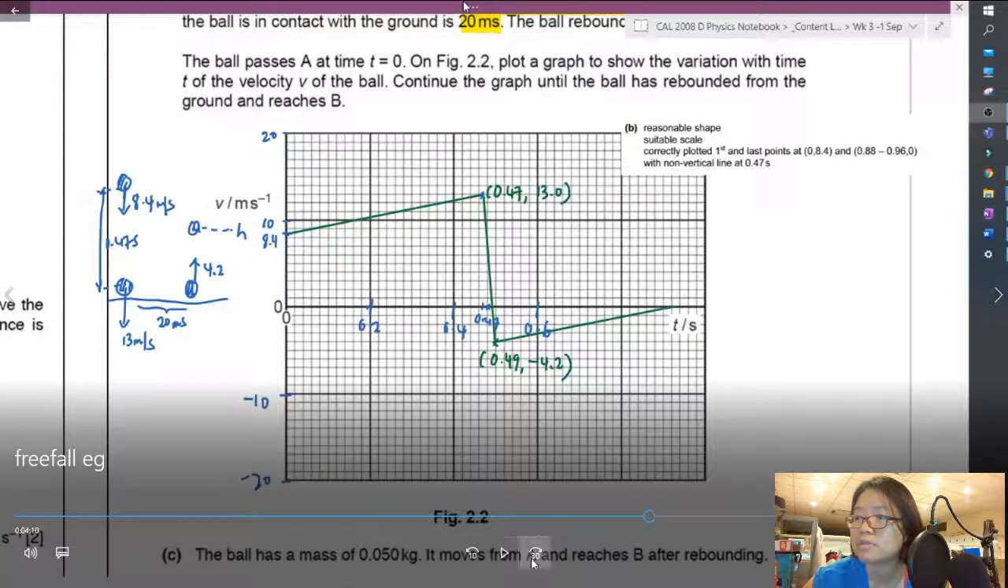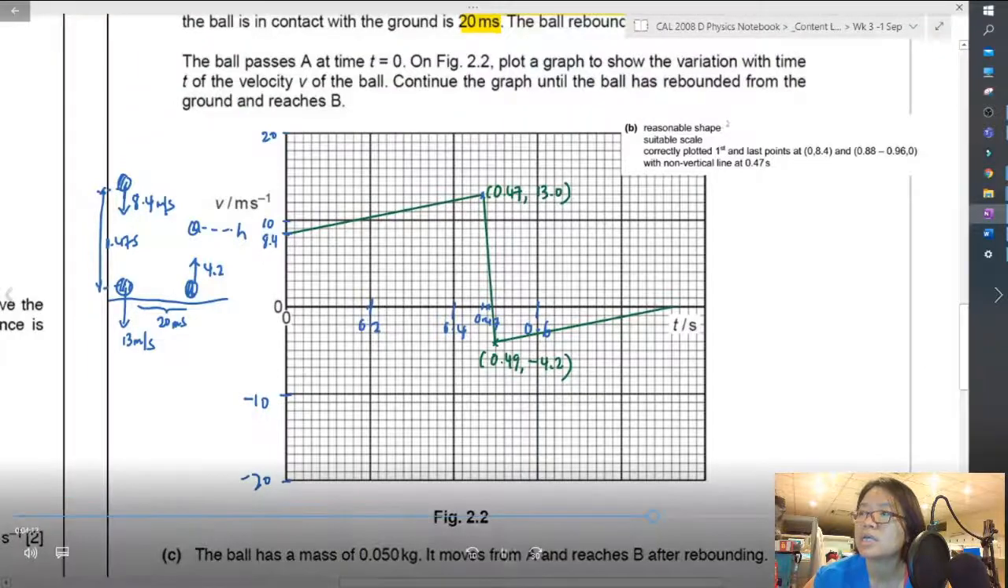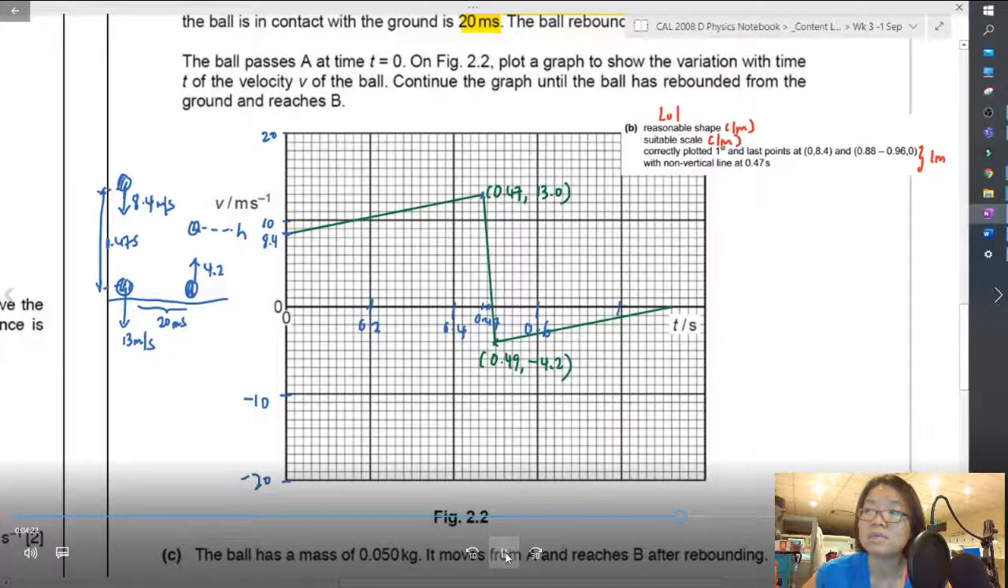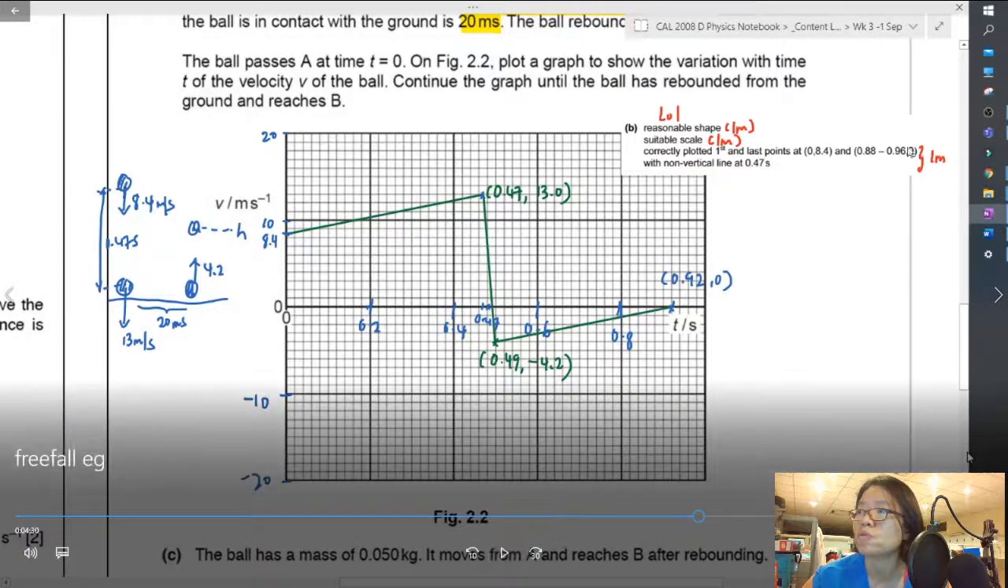And my answer here, each one is 1 mark. I always laugh when I see the term reasonable shape. Who gets to decide what is reasonable? In your college exam, me lor. But in the actual exam, who knows? So you can see this point here is 0.8, so this point here would be 0.920, which is well within the range.